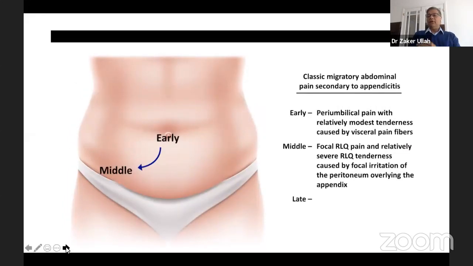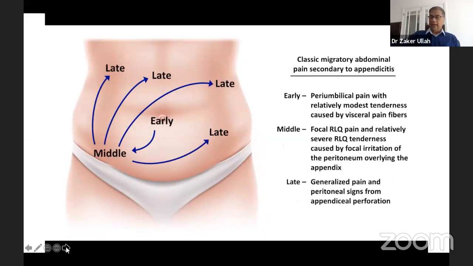Now, for example, a very common thing is right iliac fossa pain, and we all know that migratory abdominal pain is secondary to appendicitis. I don't have to elaborate on that. It can start from the periumbilical region and go to the right iliac fossa area, but different patients can present in different ways. So you have to remember who is actually coming and what the real signs and symptoms are. And if it is a late appendicitis, we all know that it doesn't stay in the right iliac fossa. It can cause generalized peritonitis, so you have to be aware of that as well.